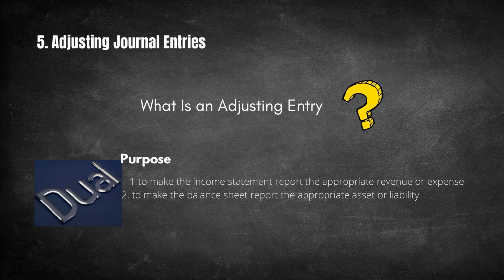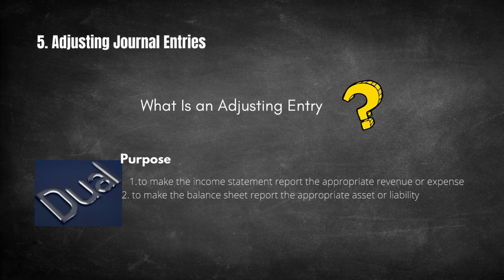Each adjusting entry has a dual purpose. The first one is to make the income statement report the appropriate revenue or expense. The second is to make the balance sheet report the appropriate asset or liability. Thus, every adjusting entry affects at least one income statement account and one balance sheet account.